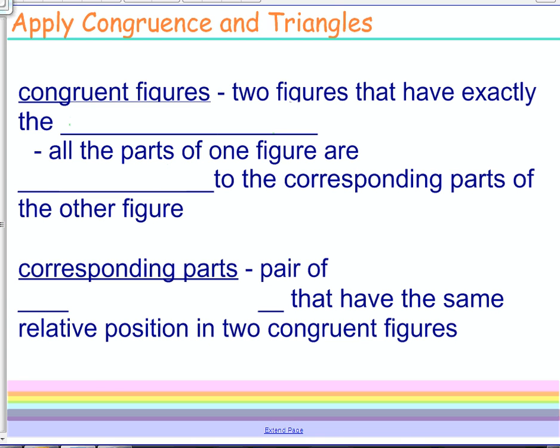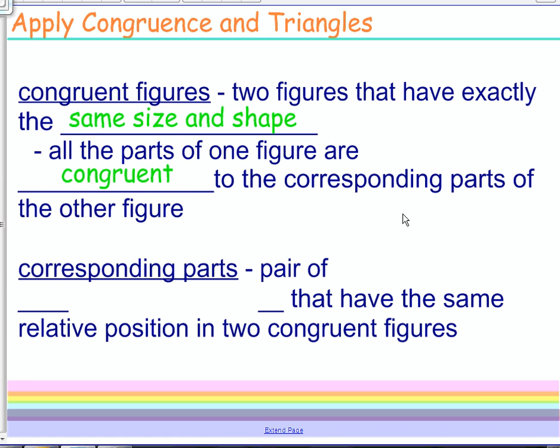So the first thing we're going to do is define these two things. Congruent figures are two figures that have exactly the same size and shape. All parts of one figure are congruent to the corresponding parts of the other figure. Corresponding parts are exactly the way they sound: a pair of angles or sides that have the same relative position in two congruent figures.